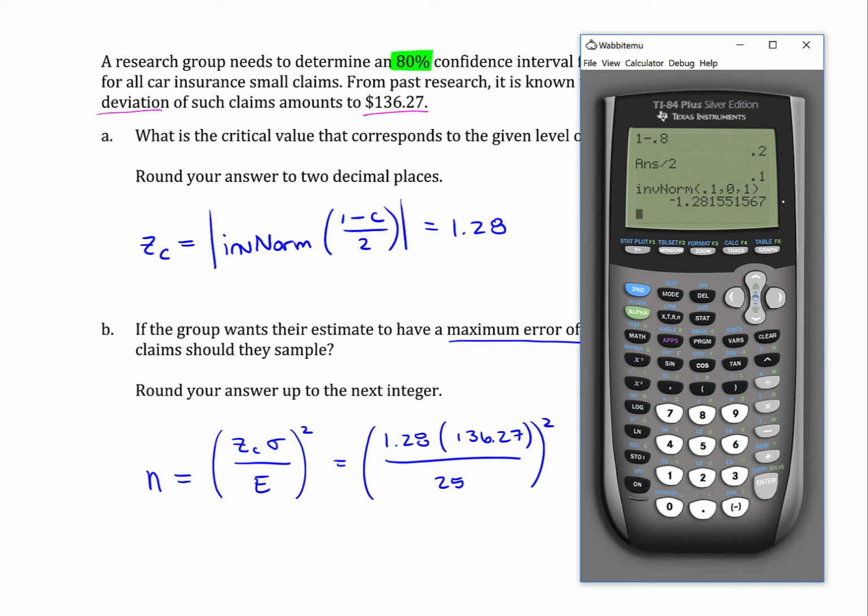All right, so in this particular case, if you want to make sure you're as accurate as possible, you can at this point just leave it as 1.28, this full number. Just press multiply, and it'll take that whole number times 136.27. Then if you divide that by 25 and square it, that will give you the most accurate answer. In this case, it rounds to 49.